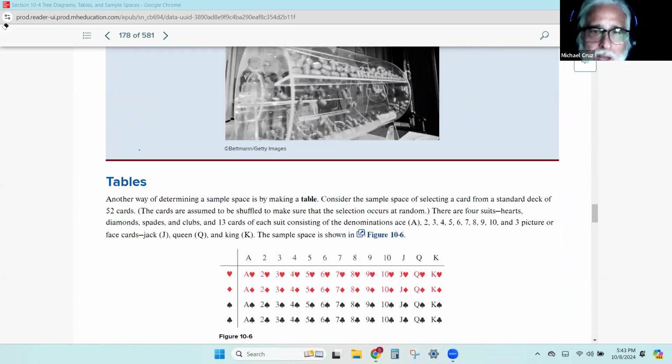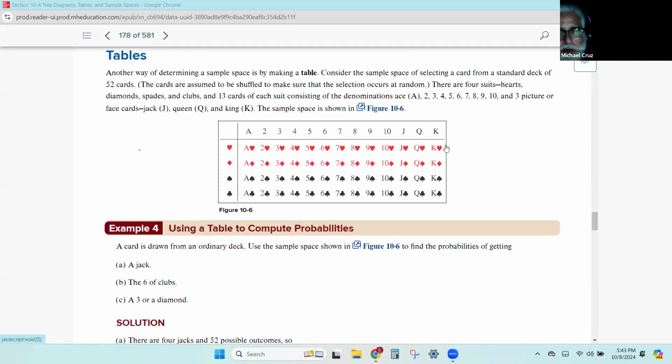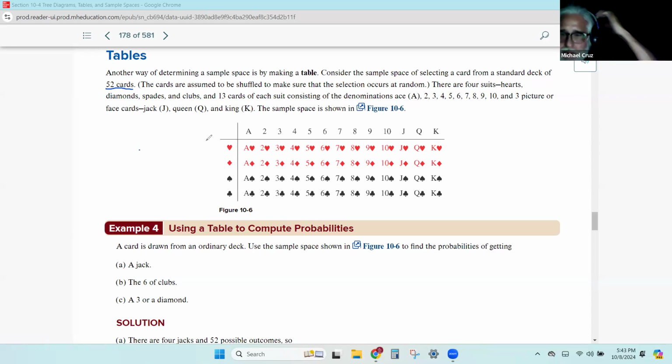Okay. This is a table of a deck of cards. The deck of cards has 4 suits of 13: 13 hearts, 13 diamonds, 13 spades, 13 clubs, and so 4 times 13 is 52. So this is a deck of 52 cards. All right. So let's look at a couple of these and just get our feet wet with a little bit of probability here.